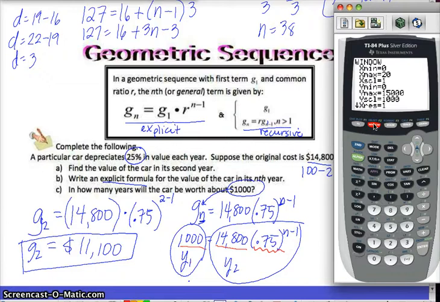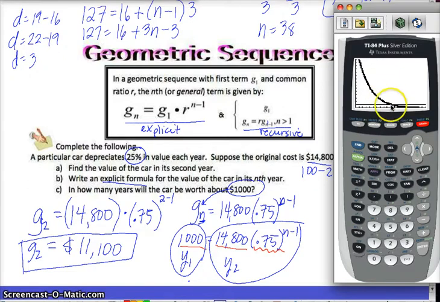Sorry, you need to go through and change your window. So we don't know how many years it's going to take, right? But you probably want to guess somewhat big. 20 years, 10 years, I don't know, somewhere in there. Count by ones or twos. And then the maximum price was 14,800, so I have to go up to at least 14,800. So I'm going to just go up to 15,000, count by 1,000s, and graph.